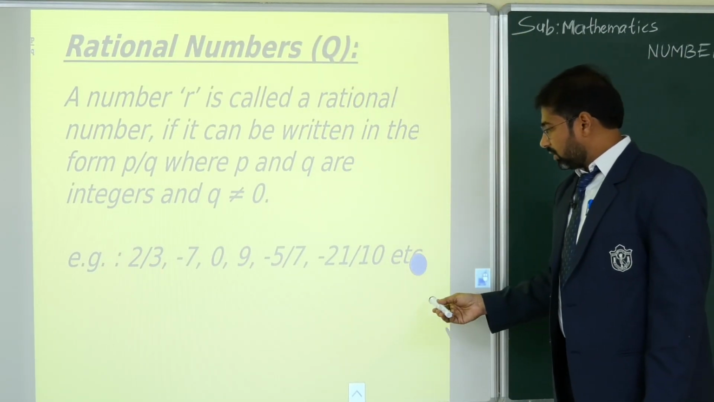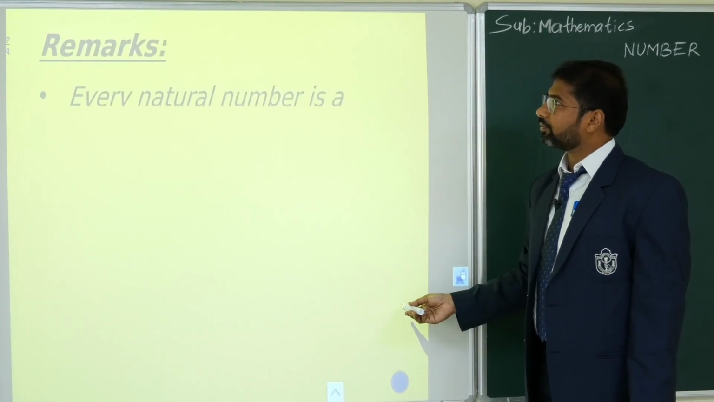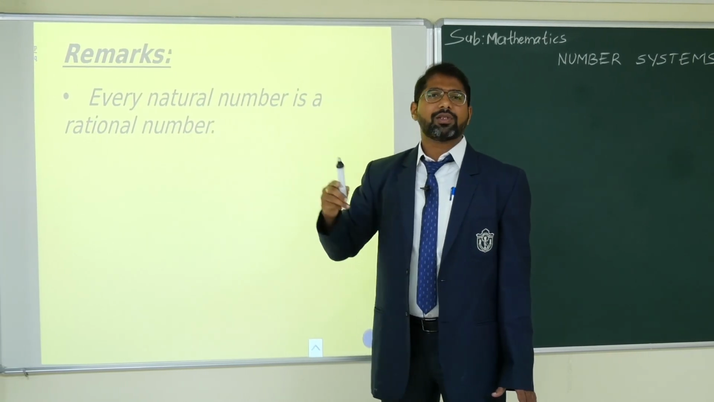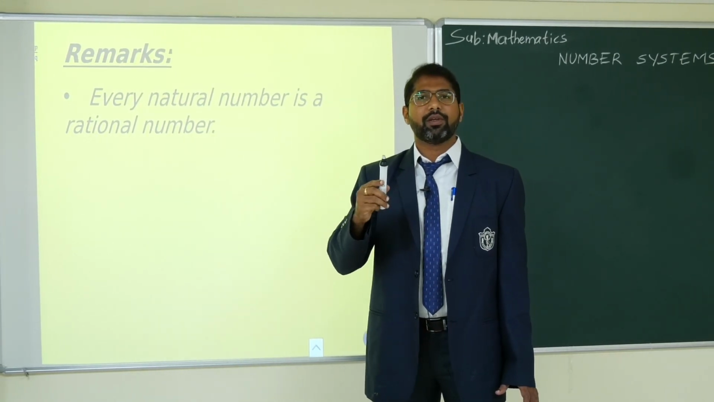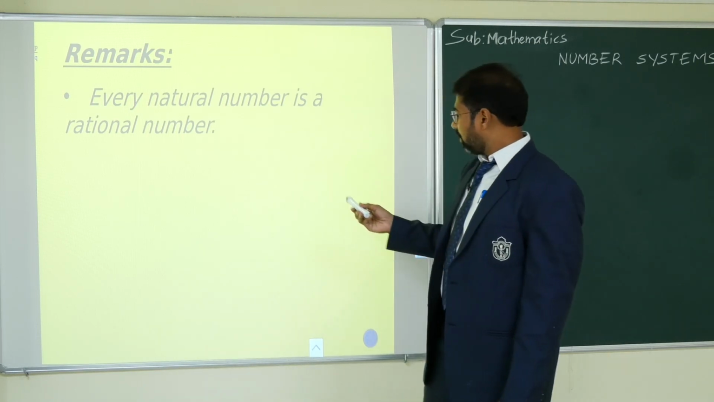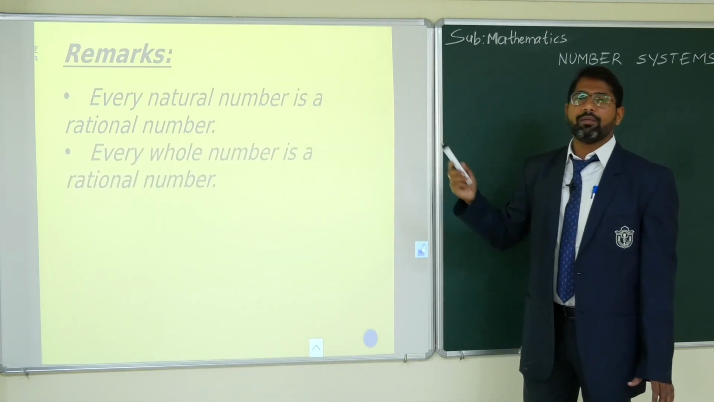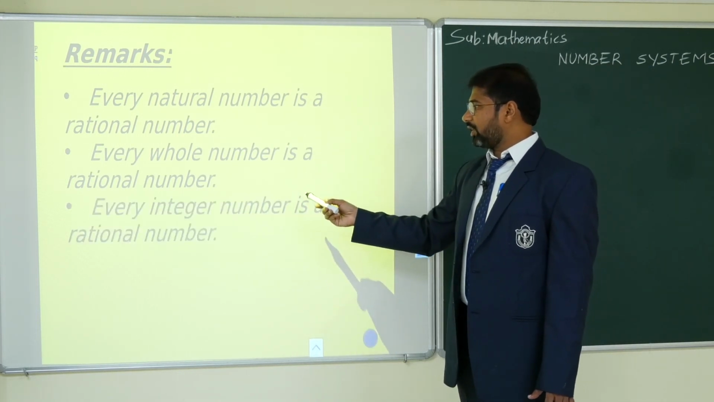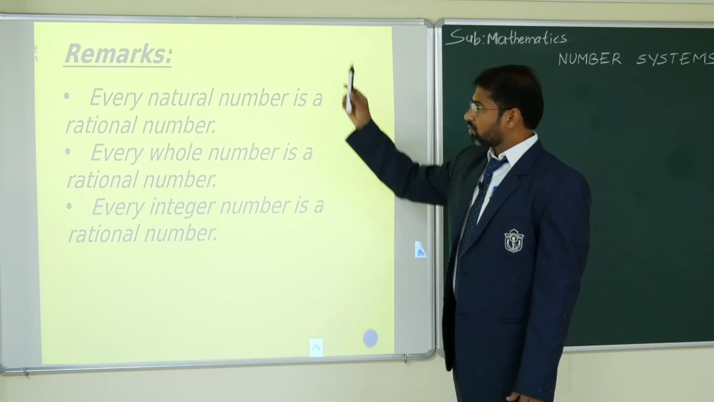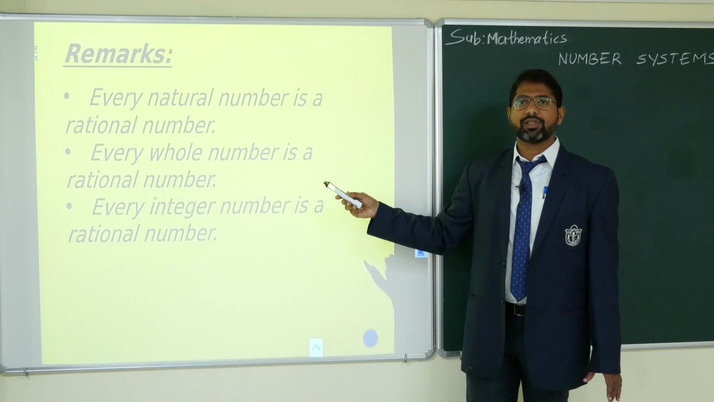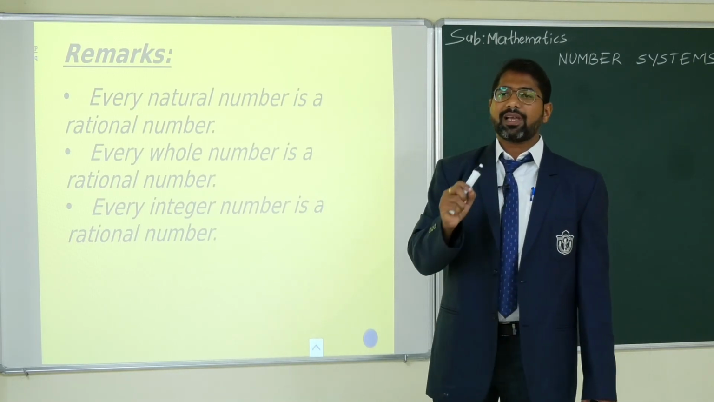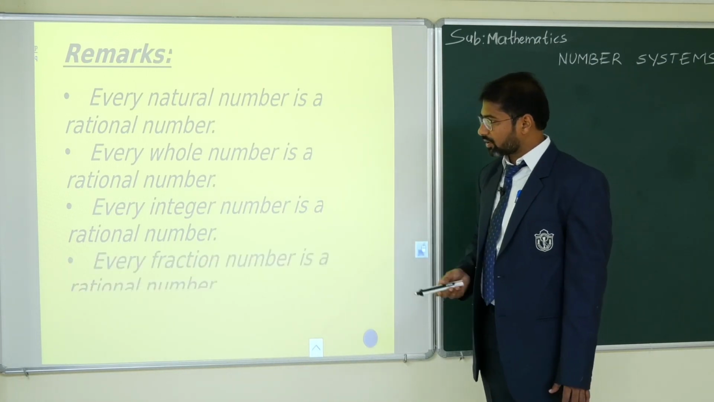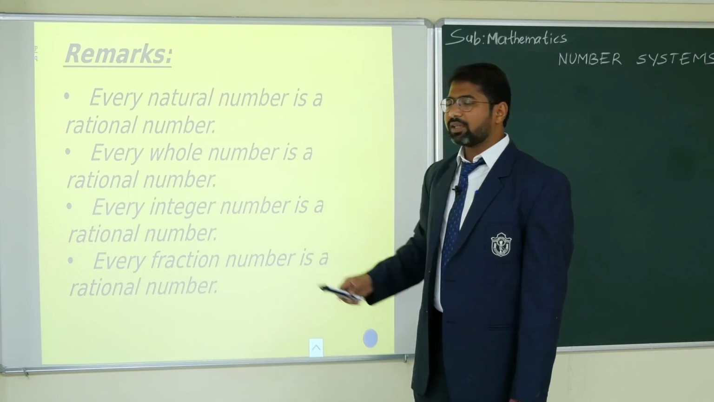Let's see some remarks. Every natural number is a rational number because I can write all the natural numbers in the P by Q form. Next, every whole number is a rational number. Every integer is a rational number. So natural numbers, whole numbers, integers, you can write them in P by Q form by assigning the denominator as 1. Next, every fraction is a rational number.